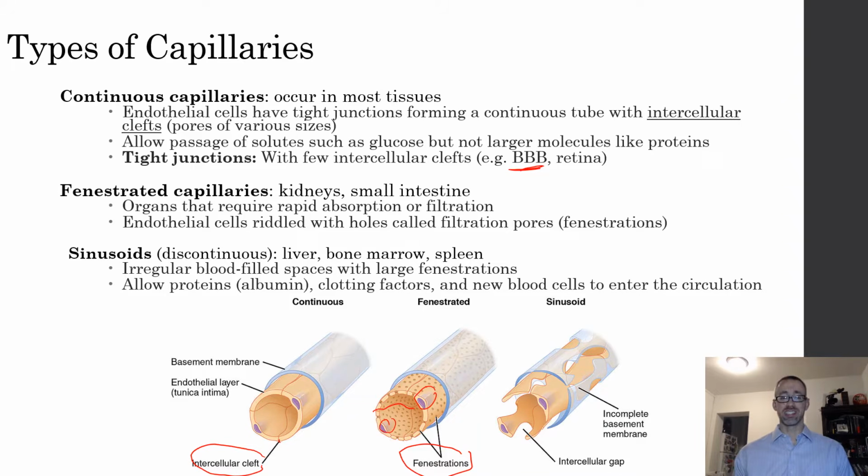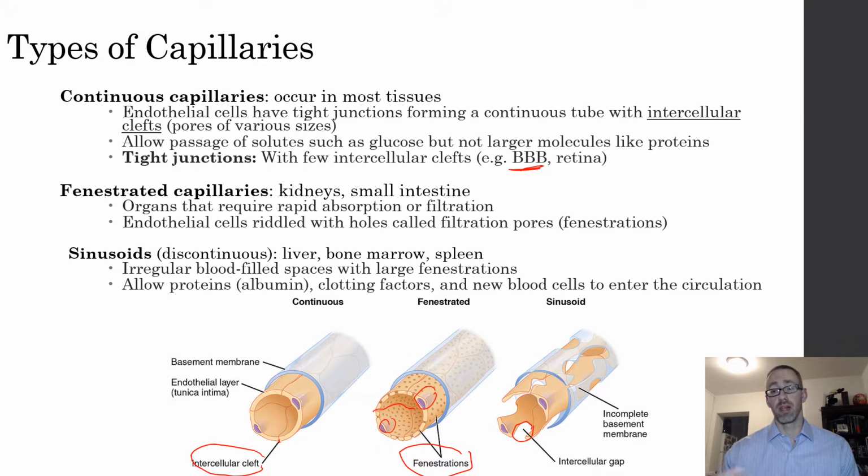The last example I have here is the sinusoids. Sinusoids are also referred to as discontinuous. These are found in the liver, bone marrow, and spleen, and these are quite large. You see the intercellular gap here is 1,000 times larger, let's say, than the intercellular clefts of the continuous. And this is needed because we have to produce, for example, red blood cells and white blood cells, and then deposit them into the blood. So, for example, in the bone marrow, where we produce red blood cells and white blood cells, how they get into the bloodstream is through these large sinusoidal capillaries. So these pores are large enough to allow cells to move in and out of the blood.